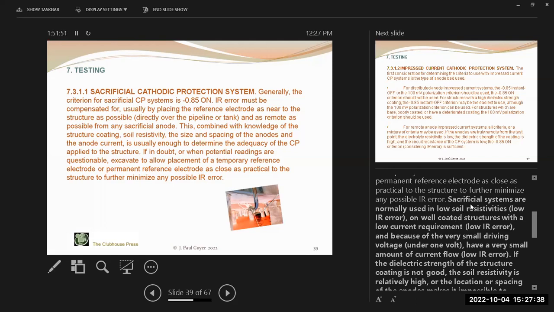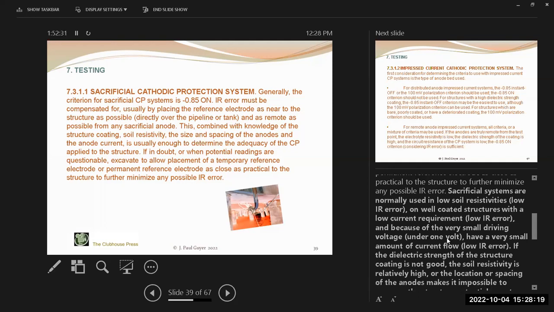Sacrificial systems are normally used in low soil resistivities on well-coated structures with a low current requirement. Recall that sacrificial anode systems rely for the current in the electrical circuit you've constructed on the inherent difference in electromotive potential of different metals, steel versus magnesium as an example. And because of the very small driving voltage, which is under 1 volt, there is a very small amount of current flow.